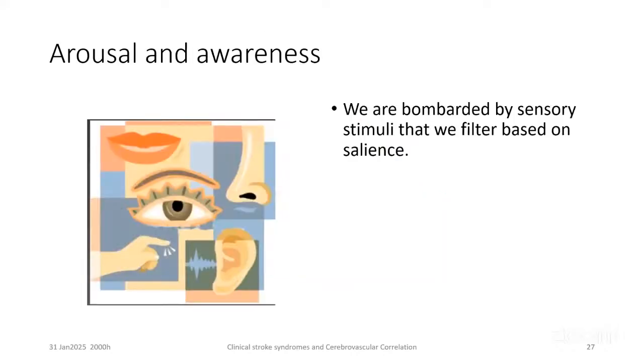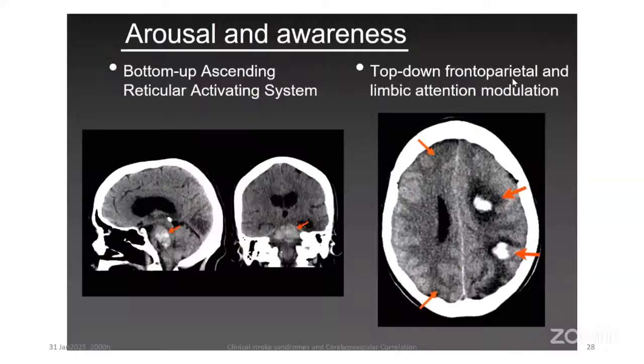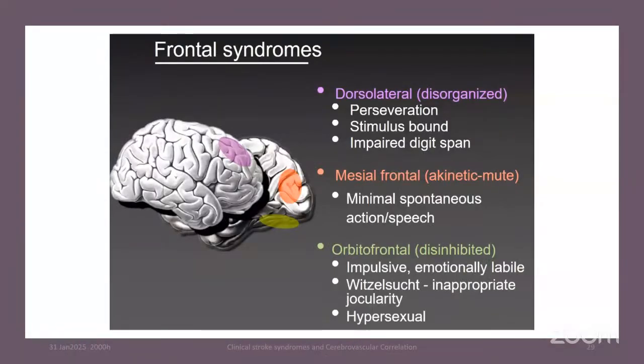So we are bombarded always by sensory stimuli that we filter based on salience, which is important for us. We keep that in mind, and the rest of the things we don't. And if you have bottom-up ascending reticular activating system damage because of cerebral hemorrhage, you'll have loss of consciousness. If it is in the pons, you get hyperpyrexia and deep coma and bilateral small pupils. If top-down frontoparietal and limbic attention modulation is affected, like these infarcts in the cerebral hemisphere, you'll have attention problems. So that finishes arousal. Now we'll go on to the frontal syndromes.